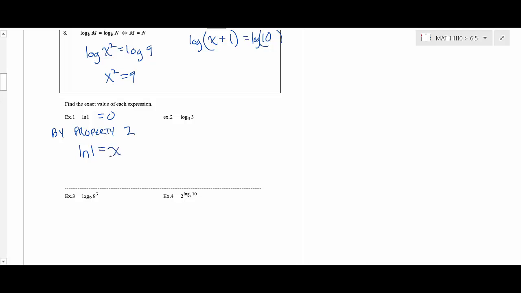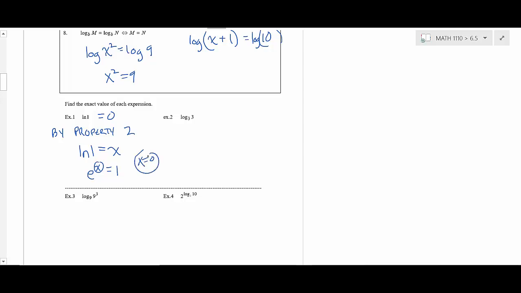You could set that equal to x. If it's a natural logarithm, what is the base? e. So you could say e to the x is equal to 1. Well, what does x have to be? e to what power is 1? 0. Okay, so you reason that out. You want to be able to reason that out.